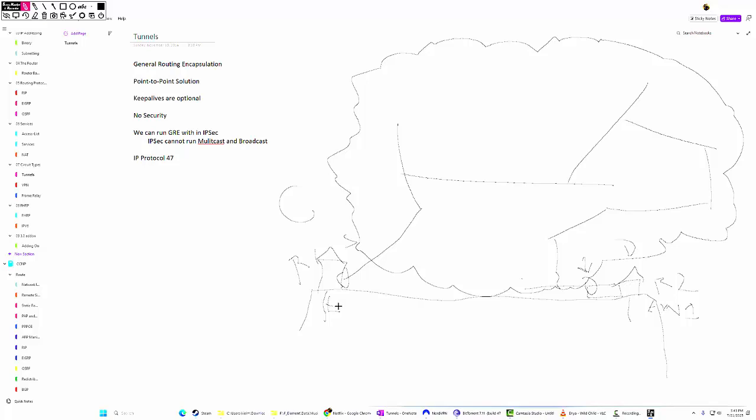Tunnel 1. Okay? Sorry, that's the best I can do with a mouse.